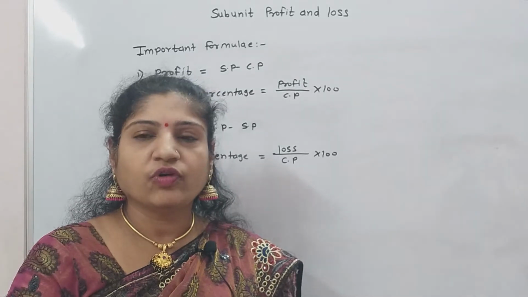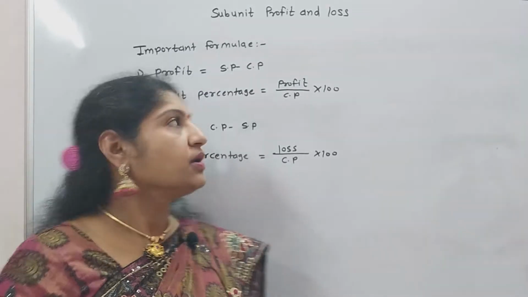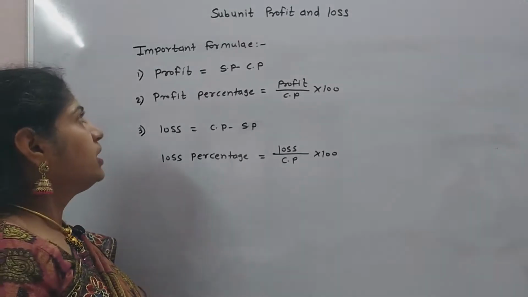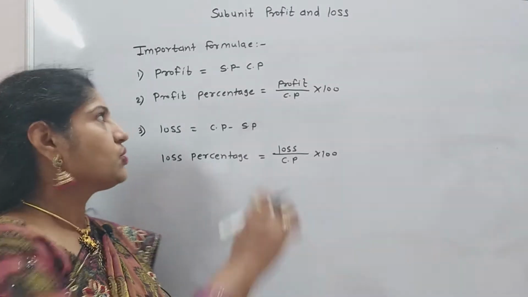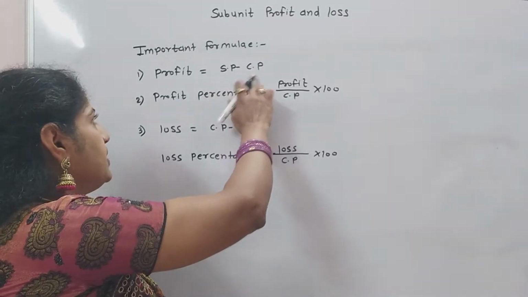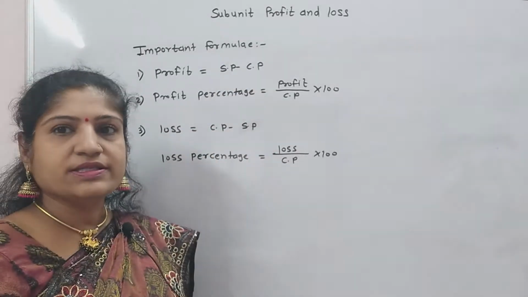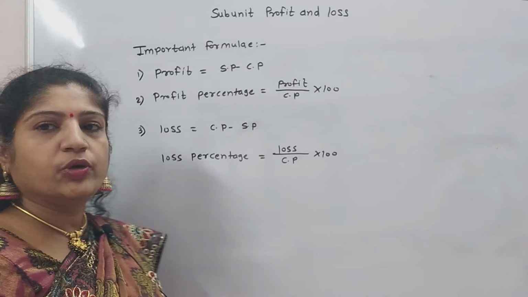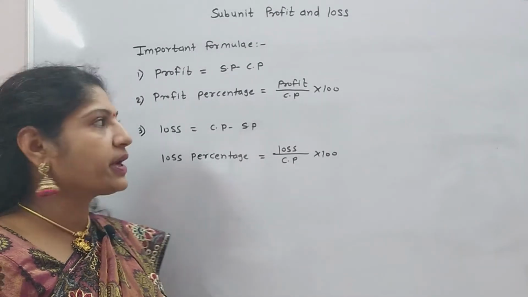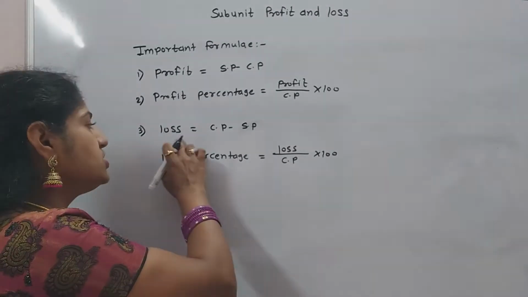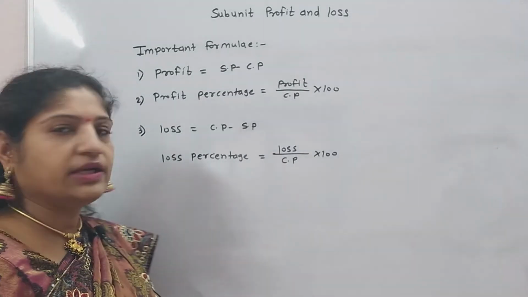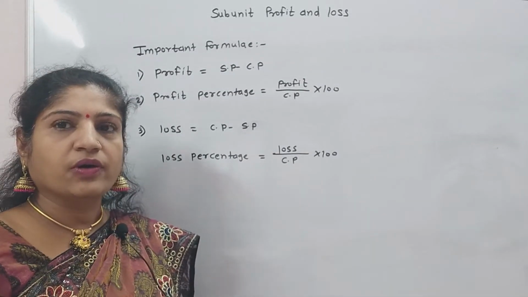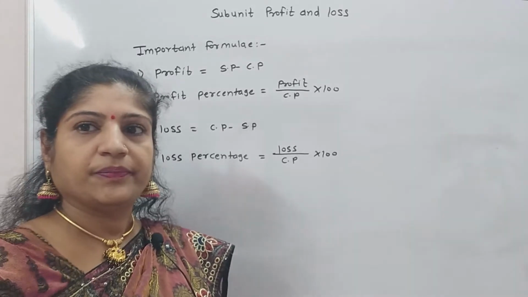Some important formulae for this. Number one, profit equals selling price minus cost price, SP minus CP. Number two, percentage of profit equals profit upon cost price into 100. Loss equals cost price minus selling price, and loss percentage equals loss upon cost price into 100.